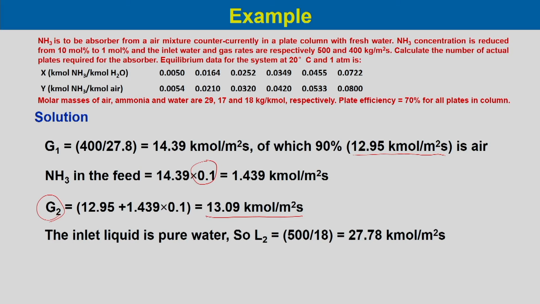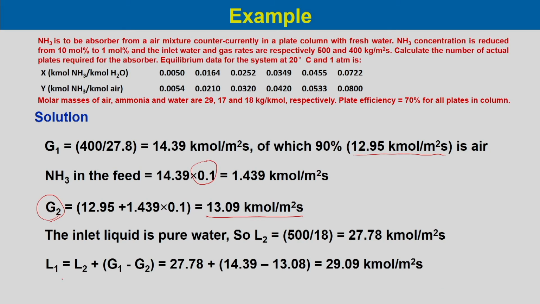The inlet liquid is pure water. So, L2 would be 500 by 18, which is equal to 27.78 kilomole per meter square second. L1 would be equal to L2 plus G1 minus G2, which is essentially 27.78 plus 14.39, which is your G1, and then G2 is 13.09. If we substitute here, it would be 29.09 kilomole per meter square second.